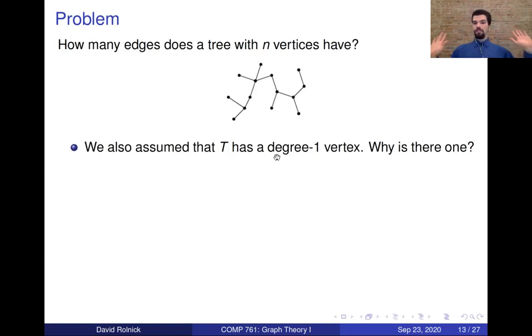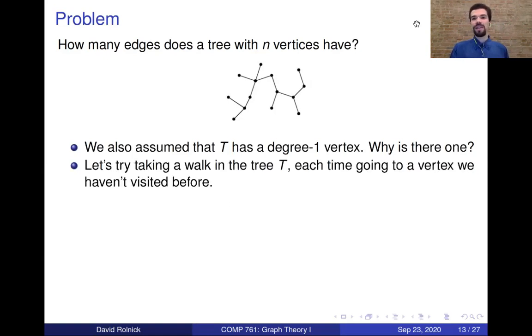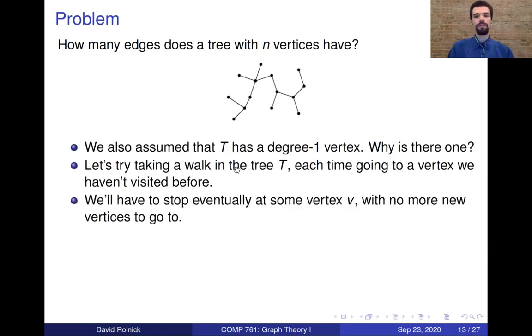Yeah, so we will have to use the fact that T is a tree. Otherwise, we never actually used really the tree property here. So we're going to have to use the tree property in some way. Let's try taking a walk in the tree T, each time going to a vertex we haven't visited before. We could do this by contradiction, but we don't actually have to do the contradiction. So let's try taking a walk.